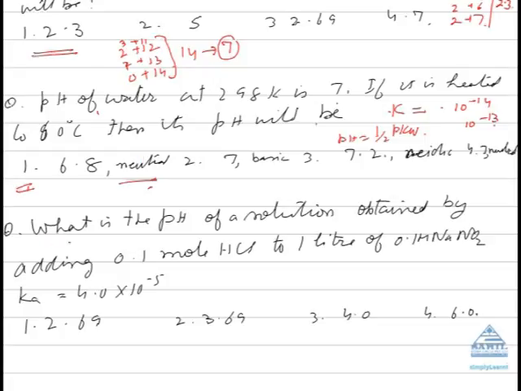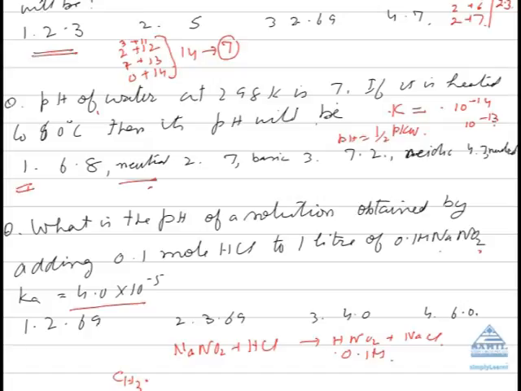Another question, what is the pH of a solution obtained by adding 0.1 mole HCl to 1 liter of 0.1 molar NaNO2? NaNO2 is a salt. When you add NaNO2 and HCl, the reaction that takes place is NaNO2 plus HCl giving you HNO2 plus NaCl. Now HNO2 is a weak acid whose dissociation constant has been given to you. So you can say now the HNO2 will be 0.1 molar.